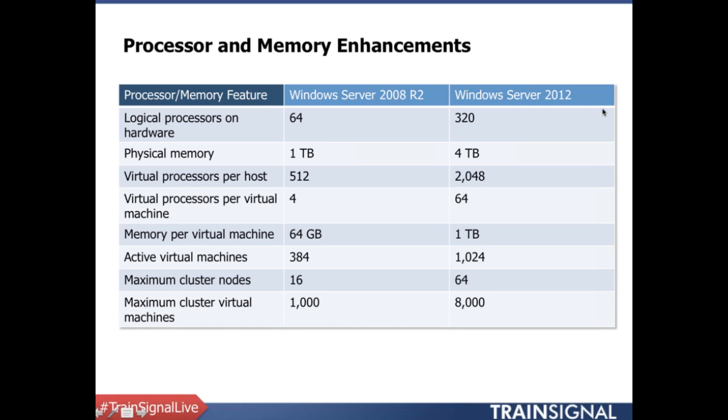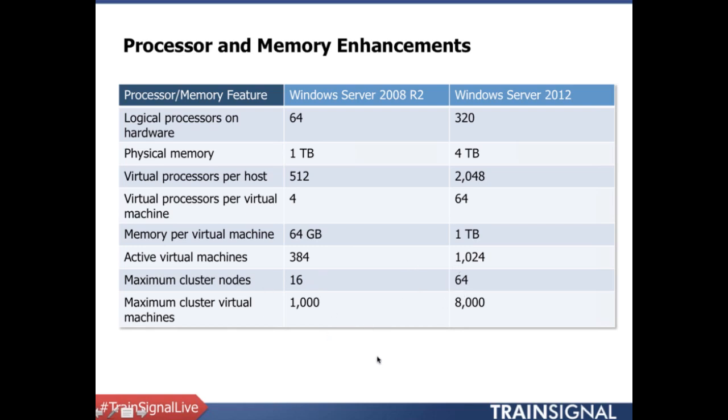Comparisons between the two. So you can see there's been a lot of upgrades. The logical processors of a physical server that are supported went up from 64 up to 320. Physical memory went up from 1 terabyte to 4 terabyte. Virtual processors per virtual machine went from 4 up to 64. Memory per virtual machine went from 64 gigs to 1 terabyte. Active virtual machines now up to 1024.